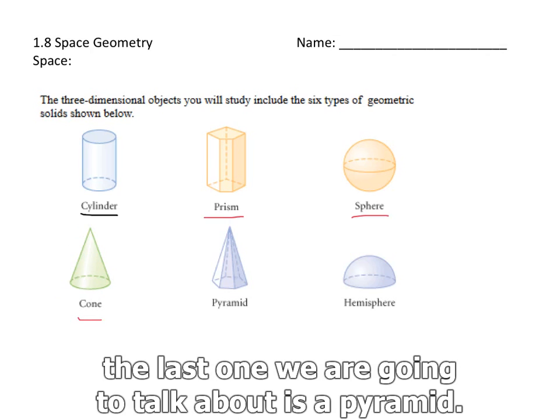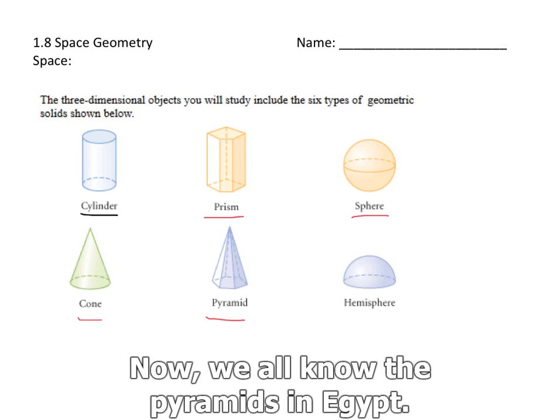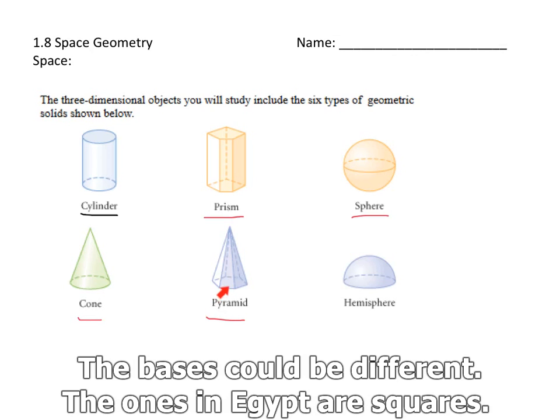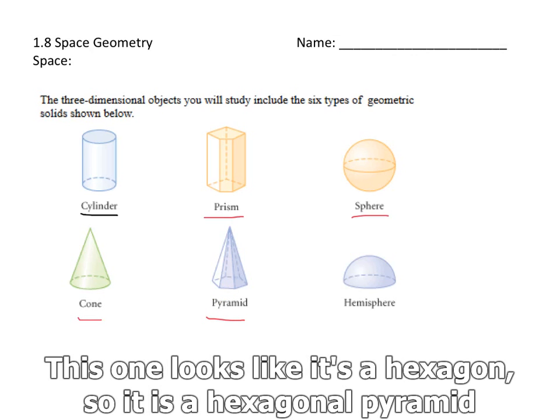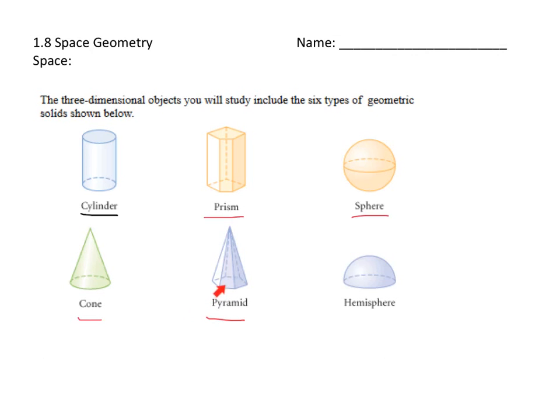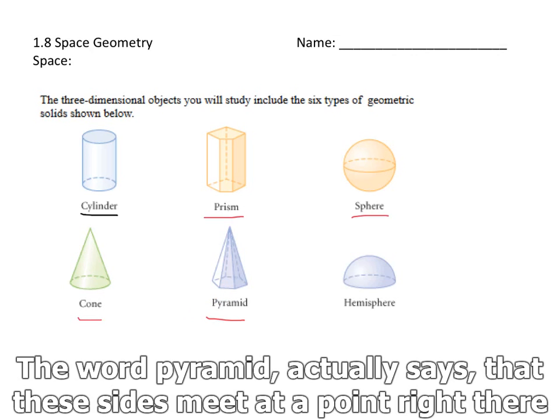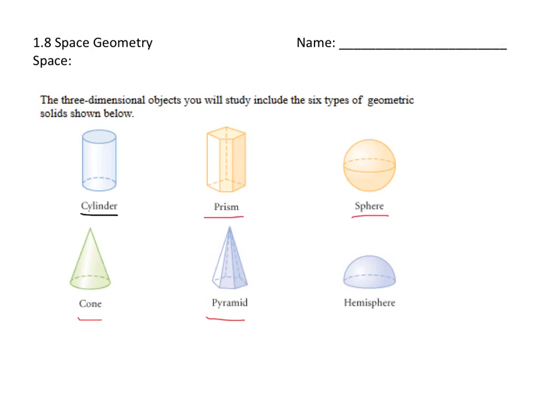Okay. And the last one, we're going to talk about a pyramid. Now we all know about the pyramids in Egypt. The bases could be different. The ones in Egypt are actually squares. This one looks like it's a hexagon, so it's a hexagonal pyramid. The word pyramid actually says that all of these sides meet at one point right there.